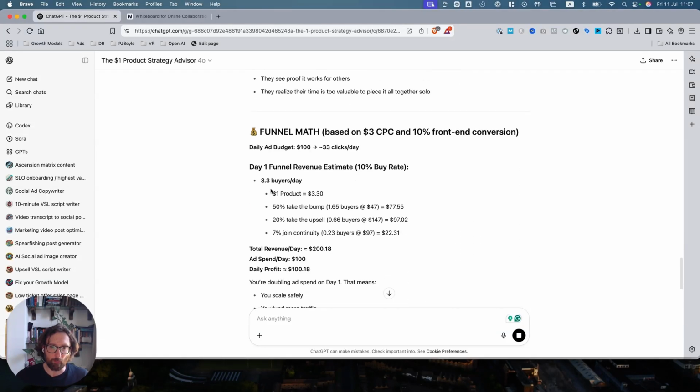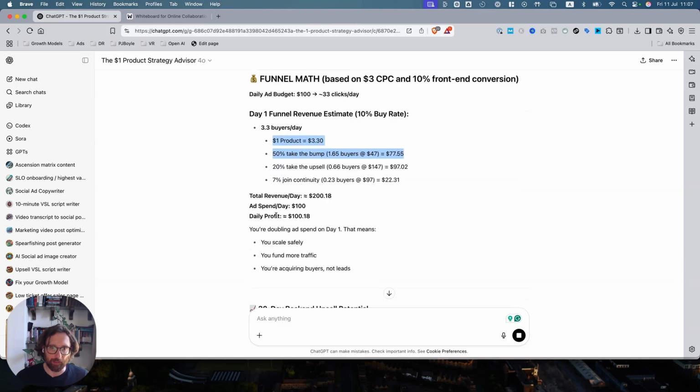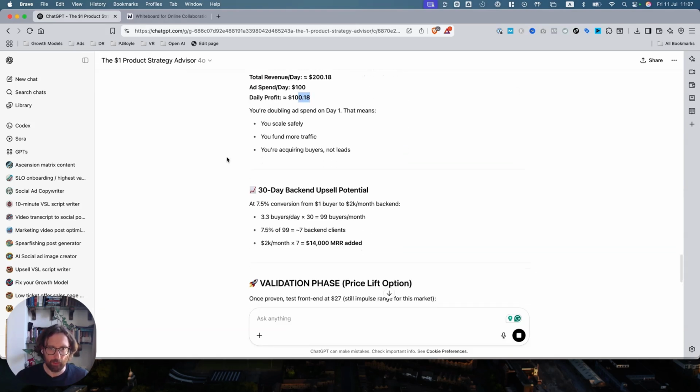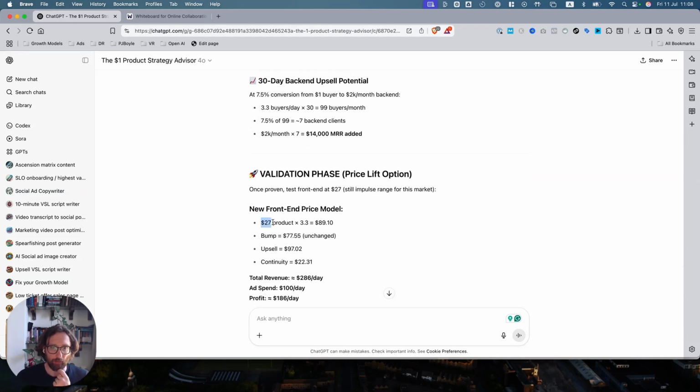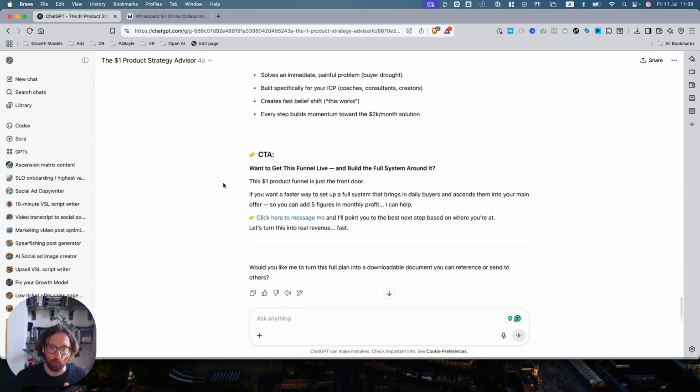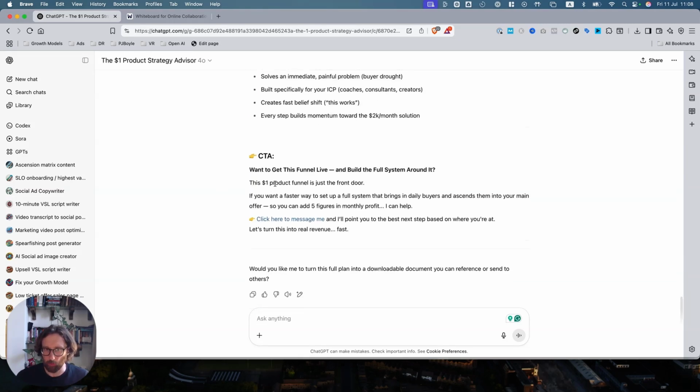It will do the breakdown of what this might be in terms of everyday daily profit, $100 with $200 spend. So 1.5 ROAS if you're making that as profit. And then it will say, right, now let's look at how we can change the pricing. Once this is validated, increase this pricing to, rather than a $1 product, to $27 product, and what that would do to the daily profit. Okay. Then there's options at the bottom as well where you can message me and we can talk through this.